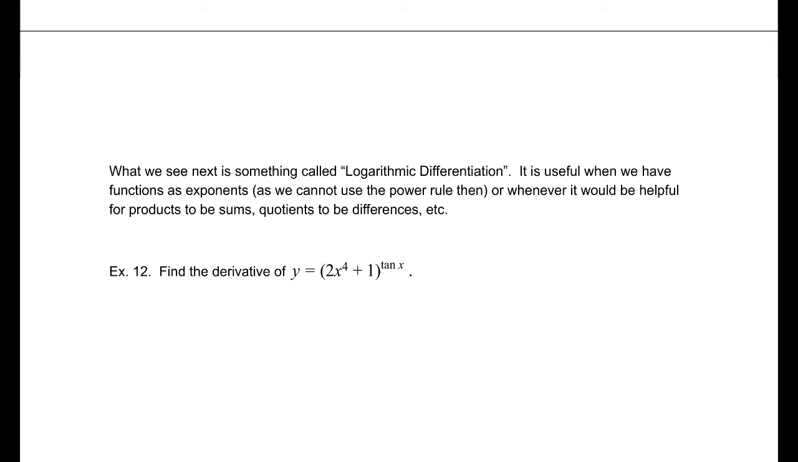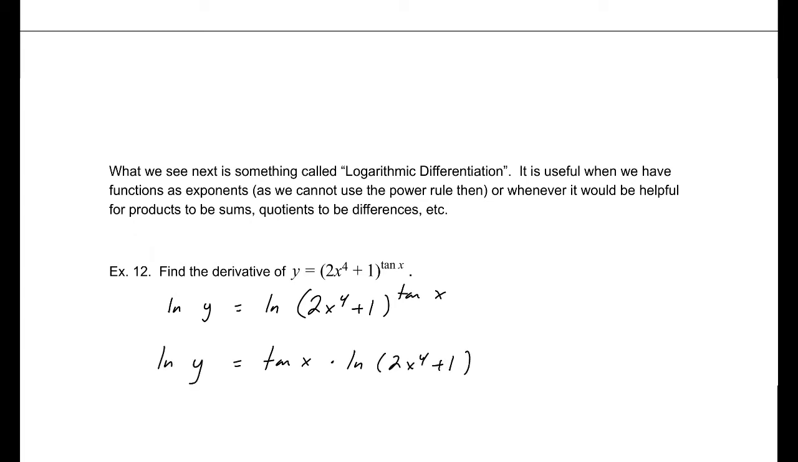y equals (2x^4 + 1) to the tangent x. Well, we need to get that tangent x, that function, out of our exponent. So what we do first is we take the natural log of both sides. So the natural log of (2x^4 + 1) to the tangent x. Now, we can use log properties from here. We'll bring the tangent x down: tangent x times natural log of (2x^4 + 1), and we have natural log of y.